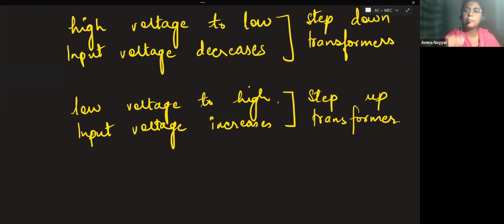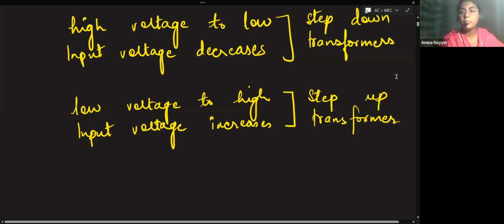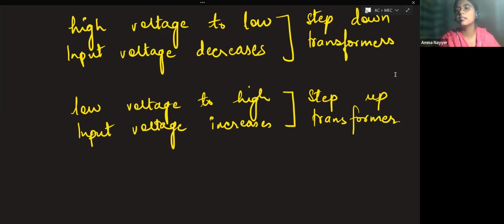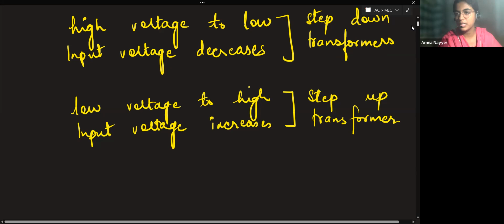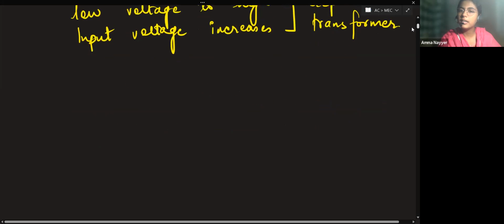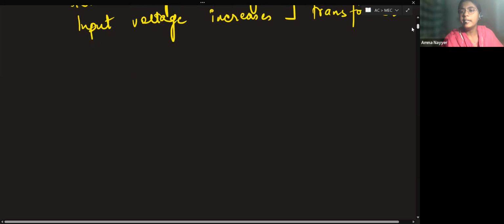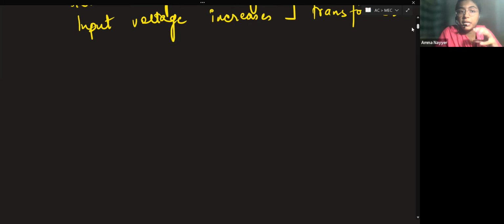This is a step up transformer. Fine, so it's easy to remember this. Now the principle is easier than the types of voltage transformers that we have. We have studied a topic, induction. Remember, in electromagnetic induction, the major part of the chapter was induction that we have studied.